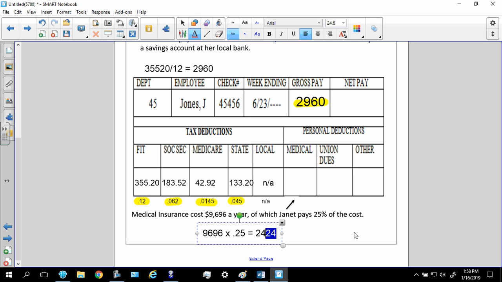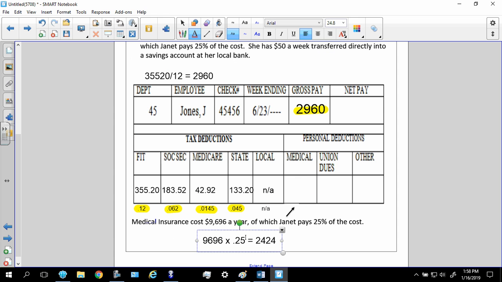Now, that number represents her yearly responsibility. She's got to pay that monthly, and the reason I say monthly is because the problem is a month problem. So I'm going to divide that by 12. When I do that, I get an answer of 202.